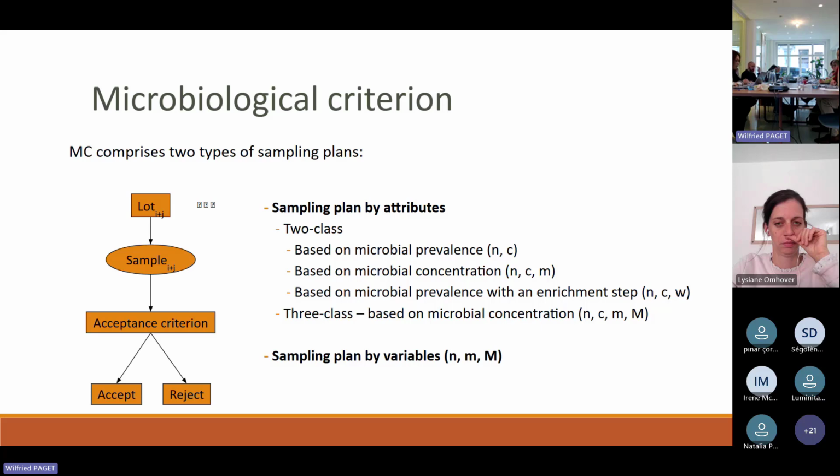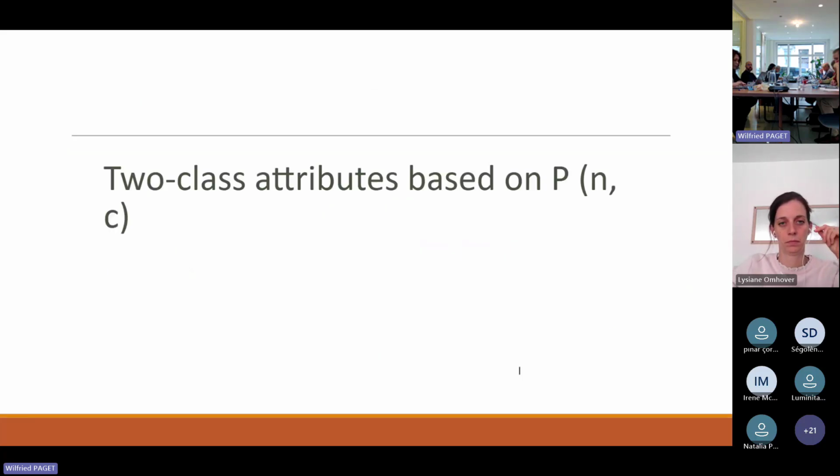The 3 class consists of those sampling plans that have a lower limit and an upper limit. So you will have two M's, two limits, a lower and a higher. And then comes the sampling plan by variables. Within microbiological criteria, they have been widely disregarded, so they are really not used a lot. They should be, because the sampling plan by variables actually provides much more information than by attributes.